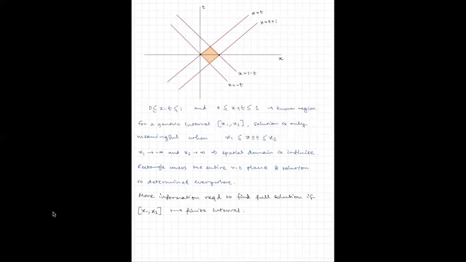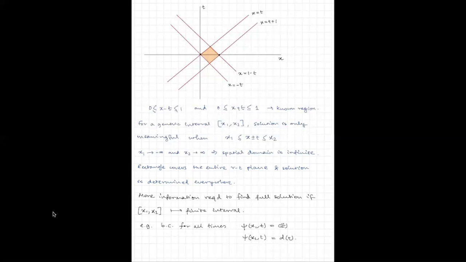For example, you can give boundary conditions for all times, like psi of x1, t is some c of t, psi of x2, t is some d of t, and so on and so forth.